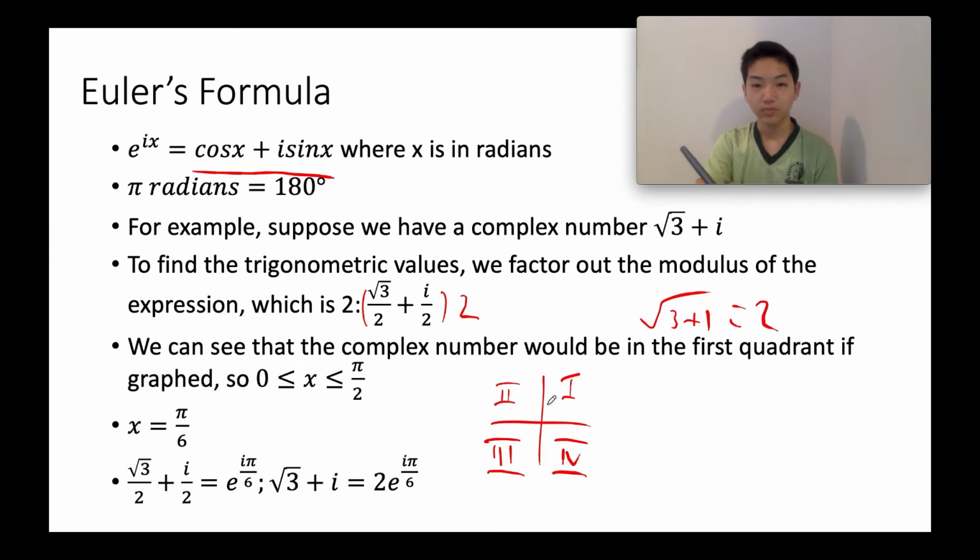So the first quadrant is positive, positive. The first positive will be the real part, the second positive will be the imaginary part. The second quadrant is negative, positive; the third is negative, negative; and then the fourth is positive, negative. So remember that the first sign represents the real part, and the second represents the imaginary part, assuming you graph the real part on the x-axis and the imaginary part on the y-axis.